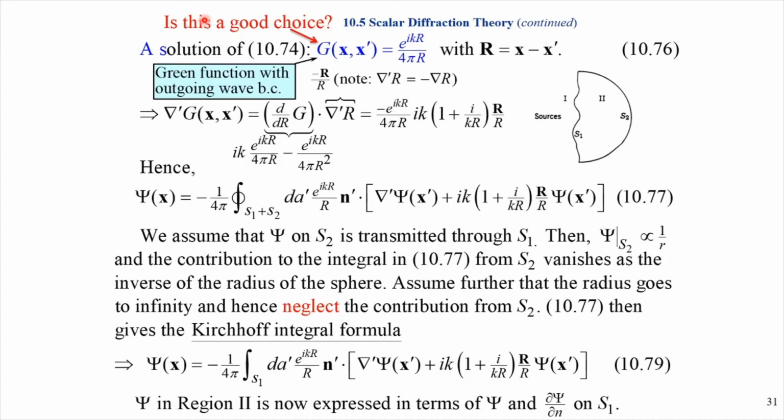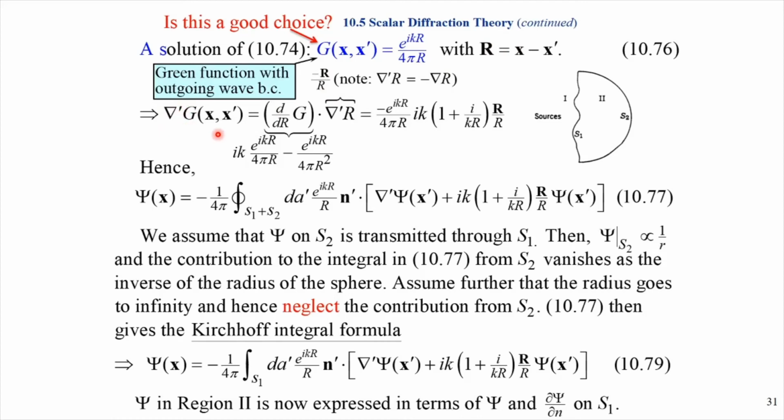Actually, it's not a good choice. That's the Green function with outgoing wave boundary conditions. Yeah, your midterm exam question. So we can rewrite. We use a capital R, the separation between x and x prime. So the Green function G(x, x prime) equals exponential ikR over 4 pi R. Okay.